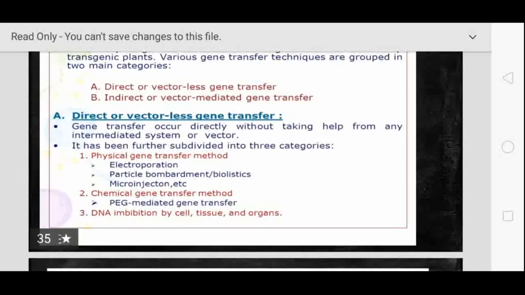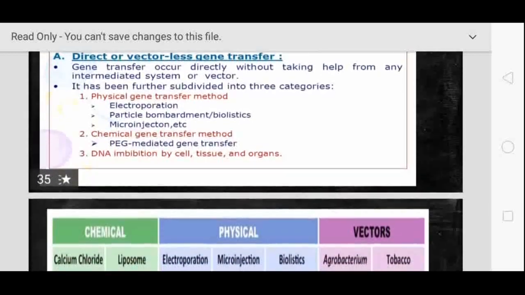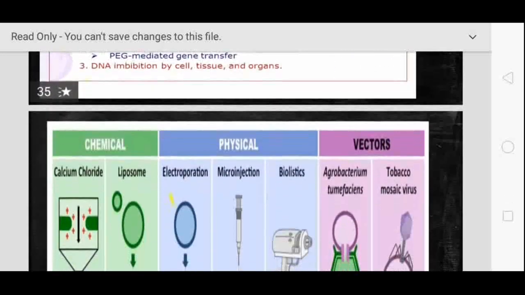Further, they are classified into three types: physical transfer, chemical transfer and DNA imbibition. Imbibition means uptaking of the DNA as it is. These are the three different types of vectorless gene transfer. Let us see one by one.